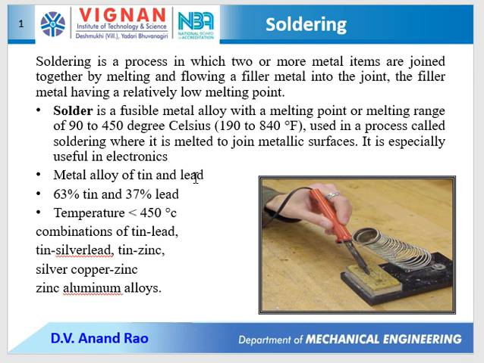Generally used solder materials are metal alloys of tin and lead. In these, the major alloy is 63% tin and 37% lead. These solder alloys have a melting temperature less than 450 degrees centigrade. Different types of solder metals we can use are tin lead alloy, tin silver lead alloy, tin zinc alloy, silver copper zinc alloy, and zinc aluminum alloys. These are different types of solder materials.